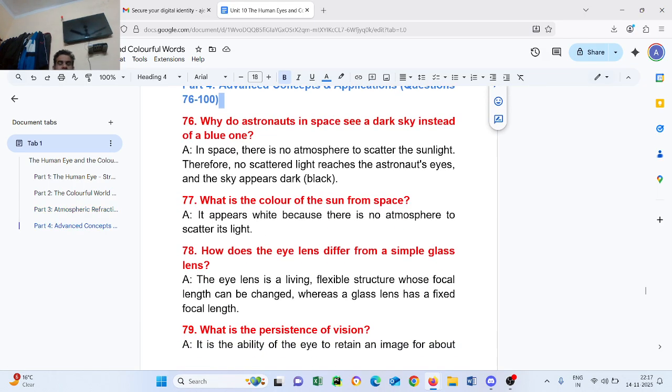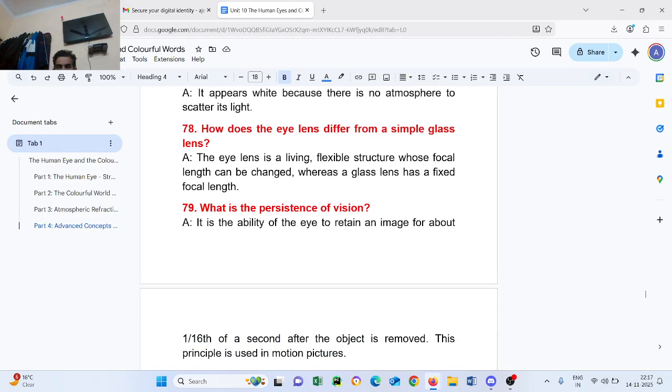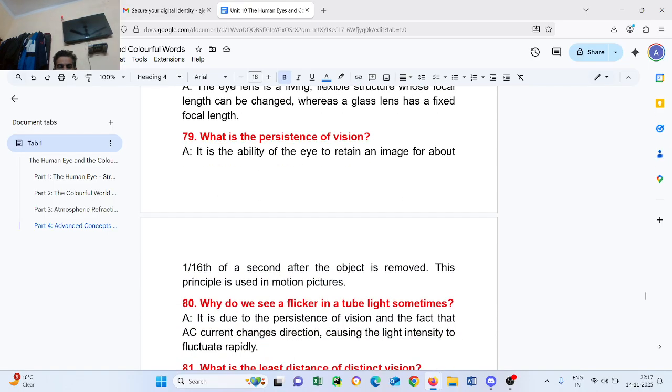Question number 78. How does the eye lens differ from a simple glass lens? The eye lens is a living flexible structure whose focal length can be changed, whereas a glass lens has a fixed focal length. Question number 79. What is the persistence of vision? It is the ability of the eye to retain an image for about 1/16th of a second after the object is removed. This principle is used in motion pictures.